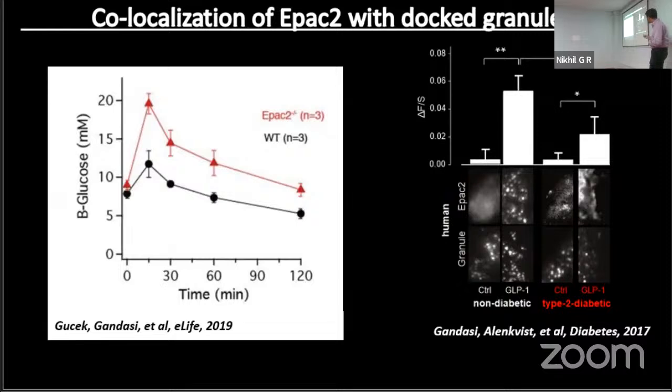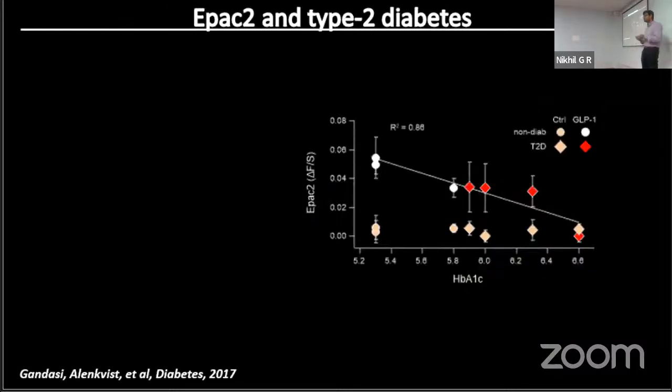So then we again took islets from cadaver donors and treated them with GLP-1 to see if there can be more and more insulin secretion, and whether there is more EPAC2 present. More EPAC2 means more secretion. That's right. So there is HbA1c, which is on the x-axis here.